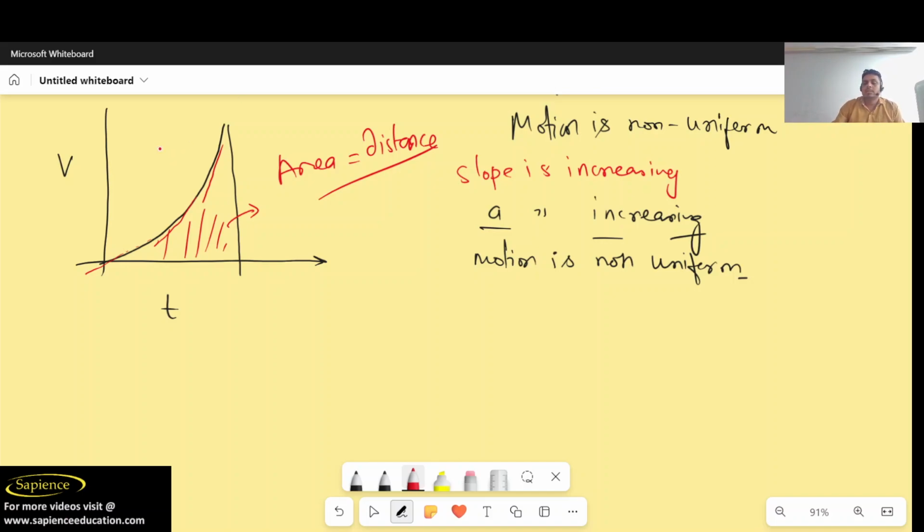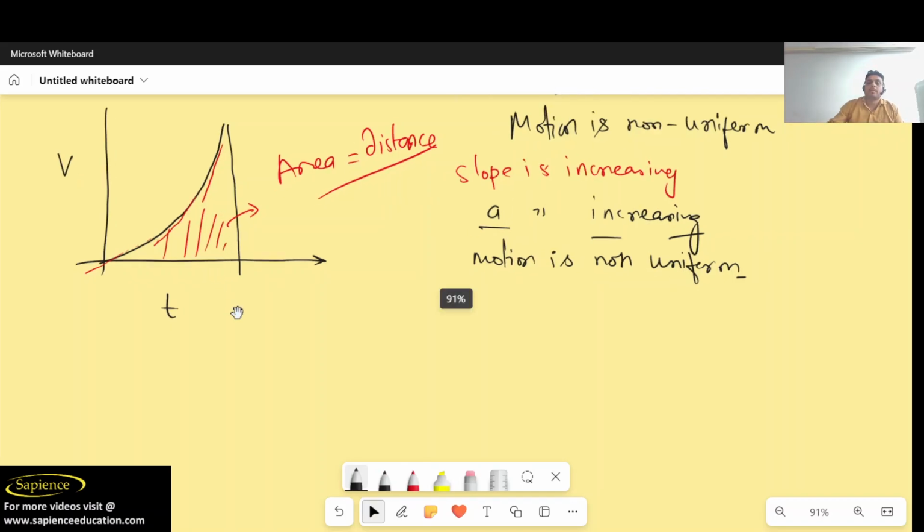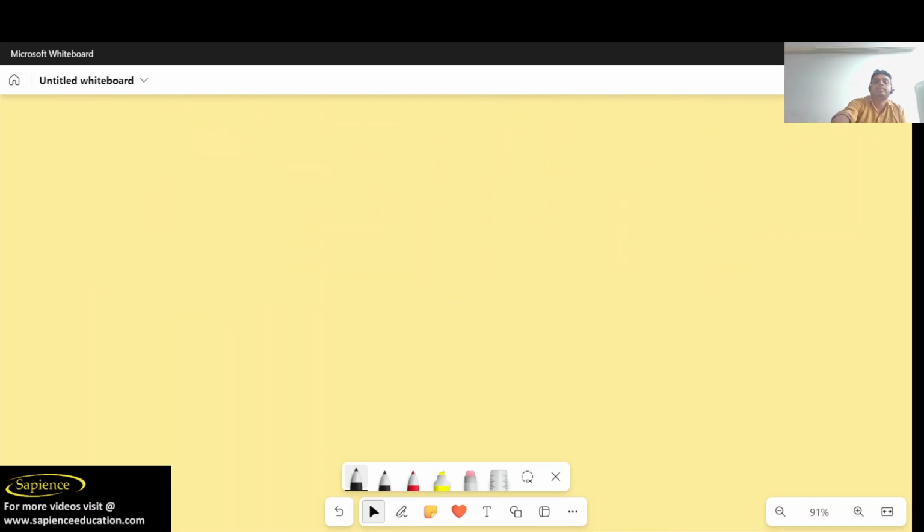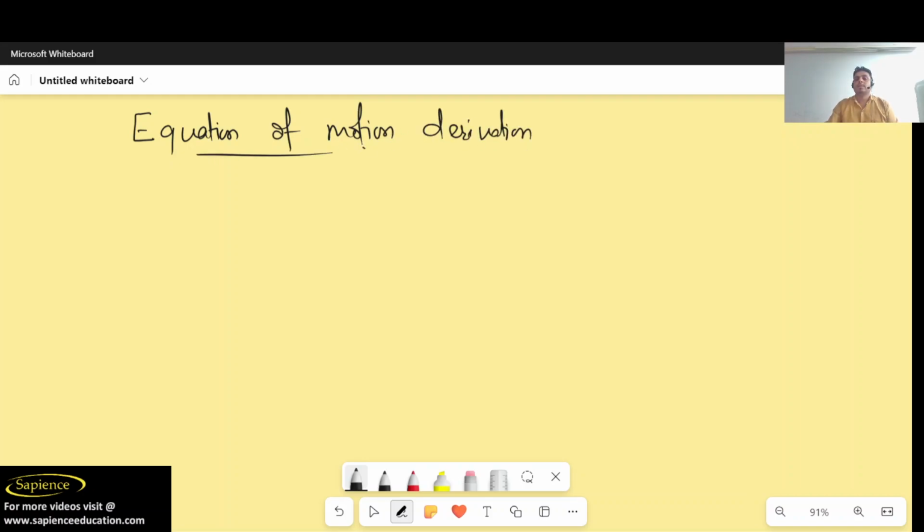Now I will discuss the next topic, that is equation of motion. I will do this equation of motion with derivation. Derivation of equation of motion. Now before this you need to know about few terms.